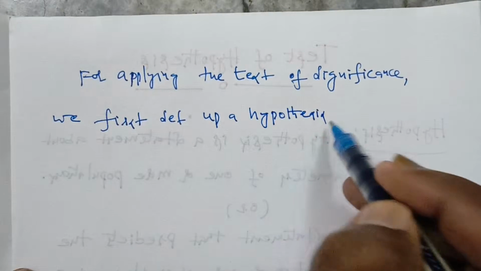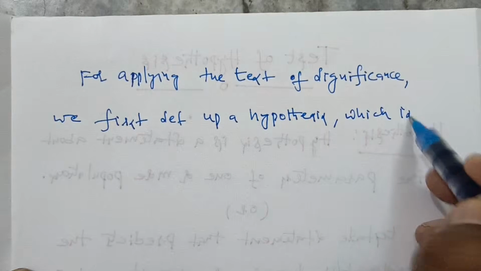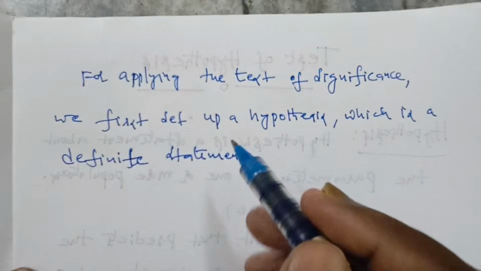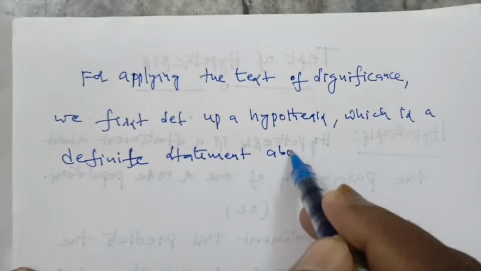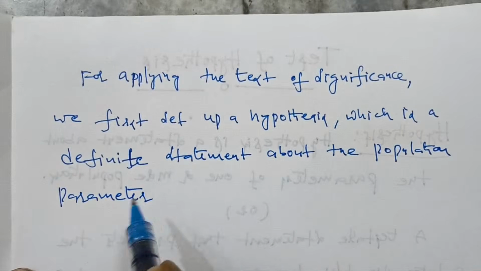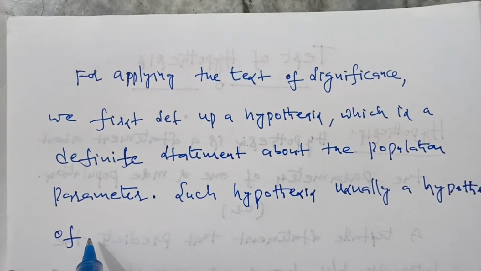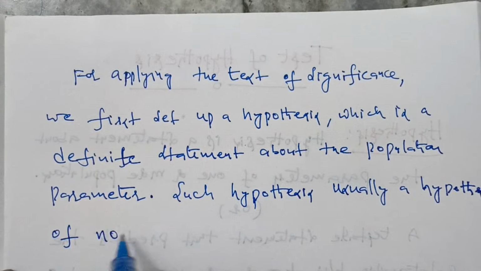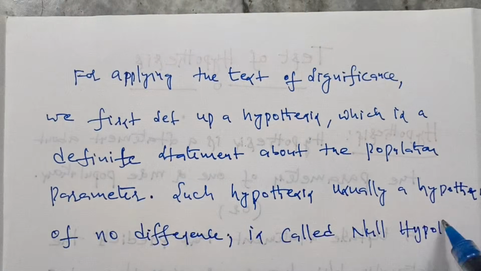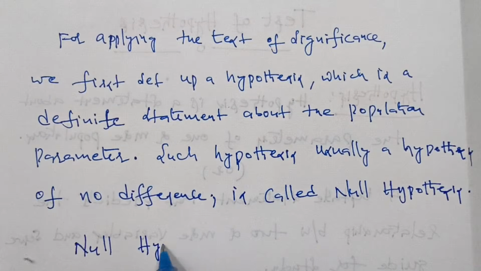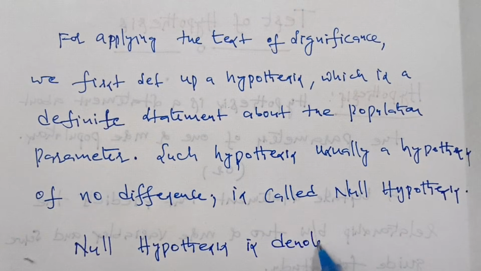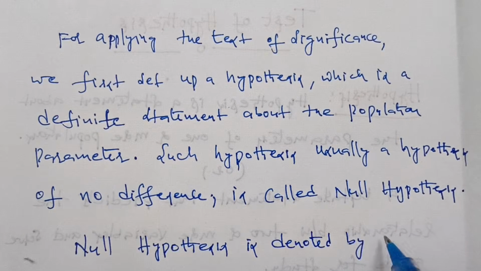First we set up a hypothesis which is a definite statement about the population parameter. Such hypothesis, usually a hypothesis of no difference, is called null hypothesis. Null hypothesis is denoted by H naught. So here H naught indicates null hypothesis.